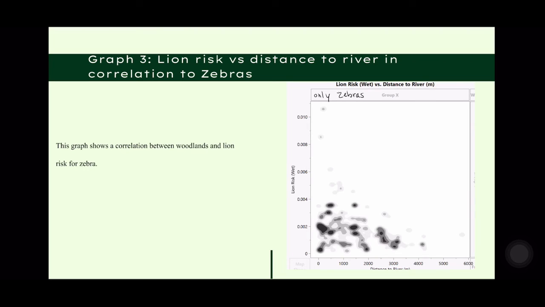Moving on to graph number 3, the lion risk versus distance to river and correlation to zebras. This graph shows a correlation between woodlands and lion risk for zebras. We see a correlation between woodlands and lions for zebras because there is a higher density within the 0 to 1,000 millimeters distance to river for zebras and lions, which can lead to a prediction that zebras will have a higher risk of being hunted by lions, considering zebras are one of the lion's main prey.